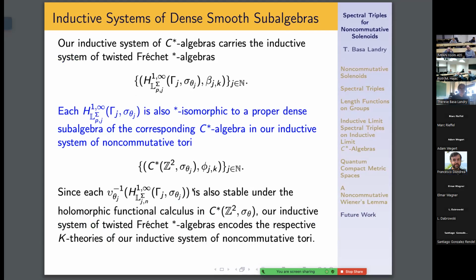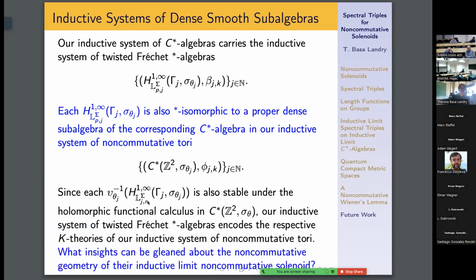And they're also stable in the holomorphic functional calculus. So then it would be interesting to ask, what insights could you get about the non-commutative geometry of the non-commutative solenoid in the inductive limit by studying each of these respective K theories? And that's it. And thank you.